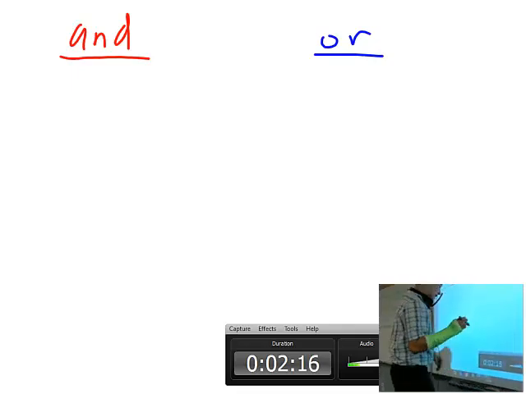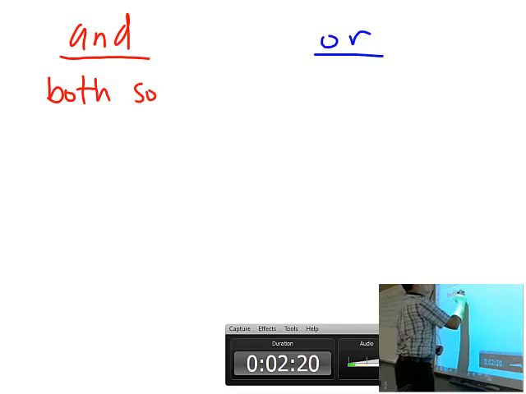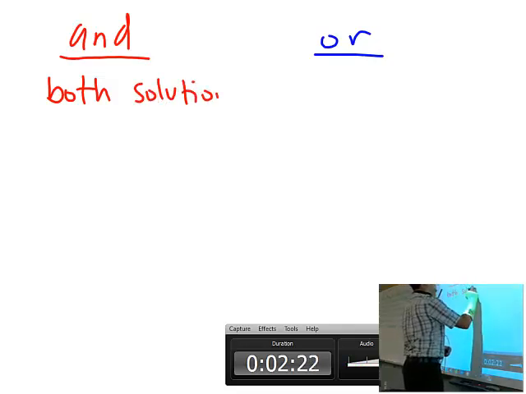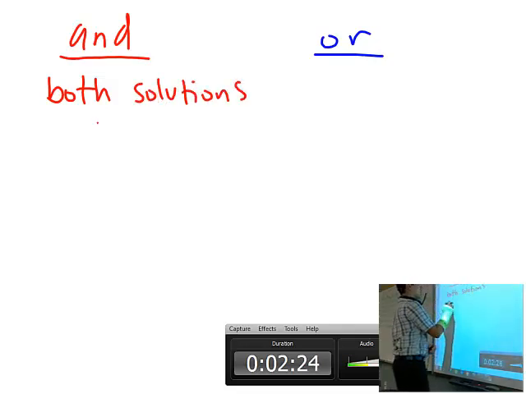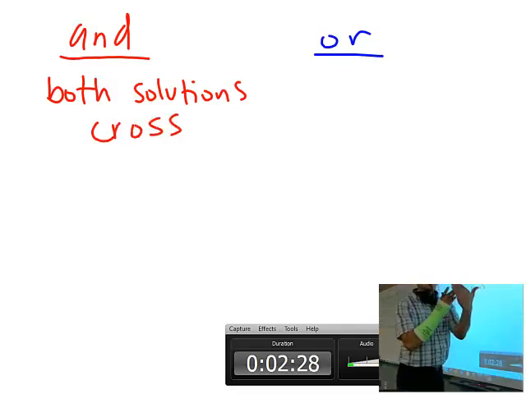So let's write that down. And means where both solutions cross, or where both solutions are together.